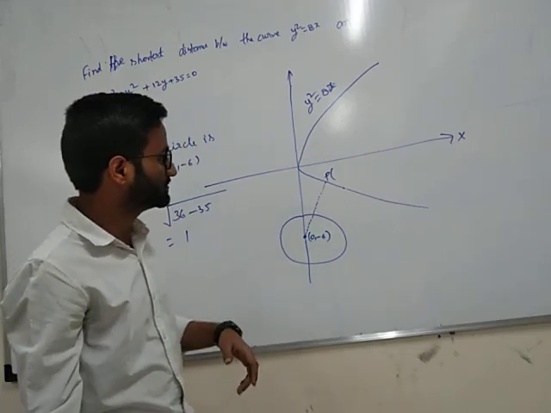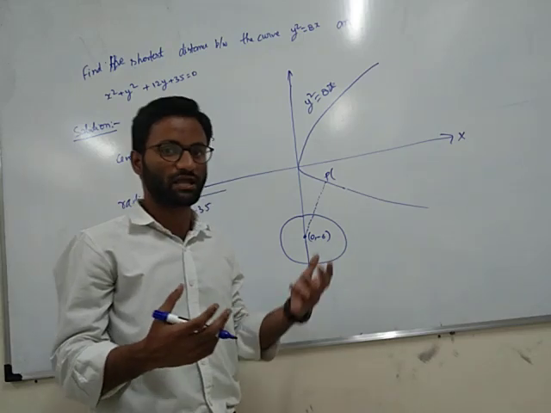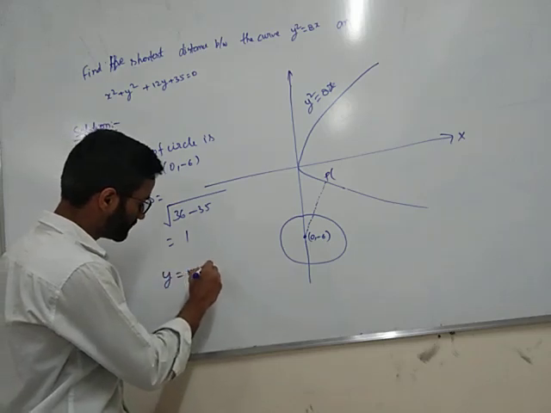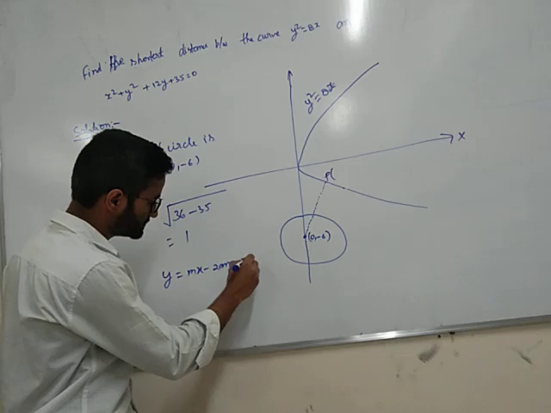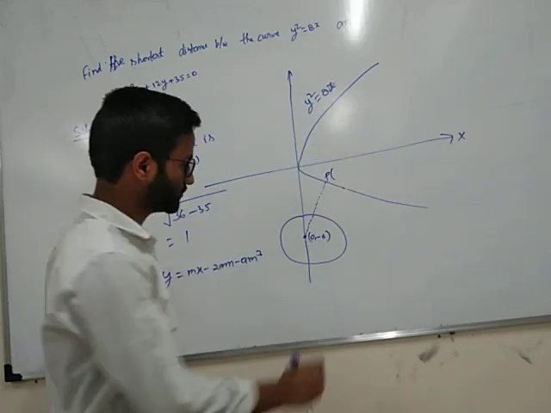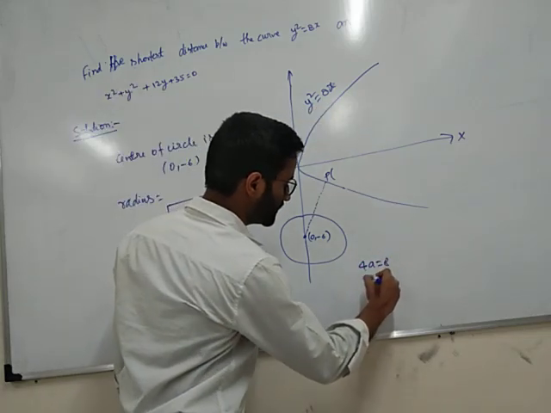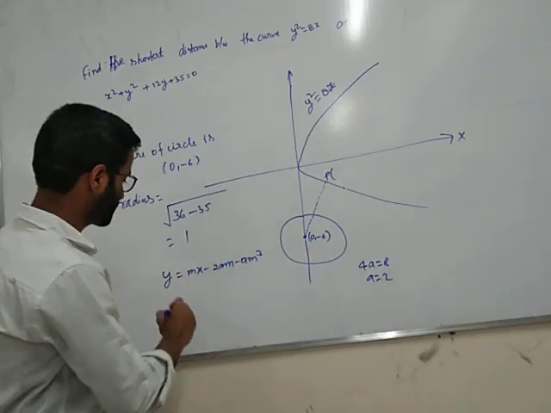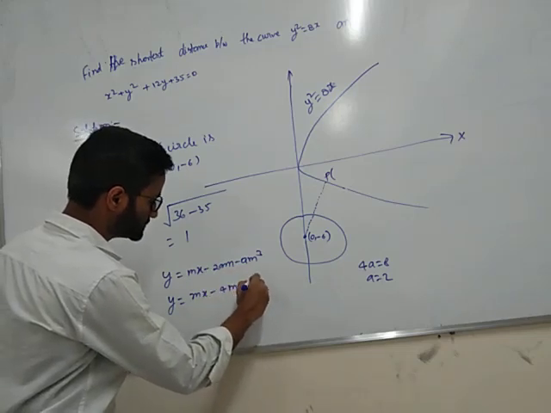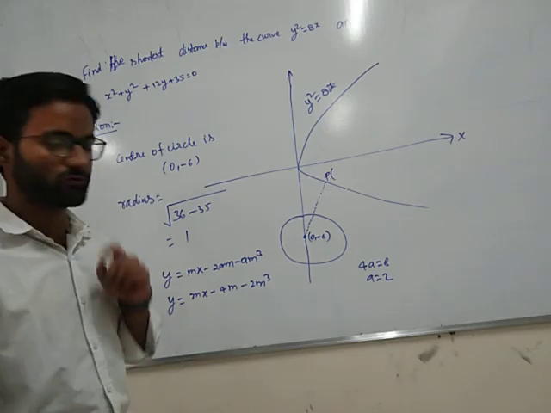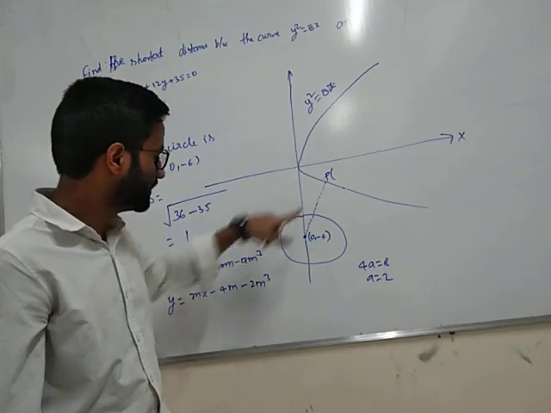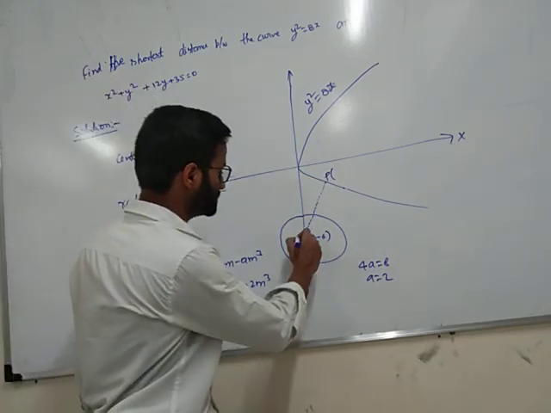As we know, the equation of a normal to the parabola in terms of slope is y is equal to mx minus 2am minus am cube. And what is a? 4a is equal to 8, so a is equal to 2. So y is equal to mx minus 4m minus 2m cube. We have to keep in mind that this line is perpendicular to this parabola.